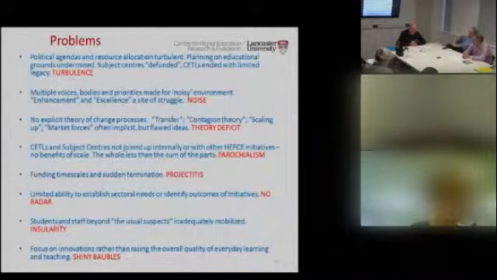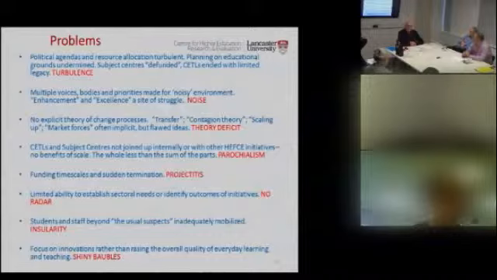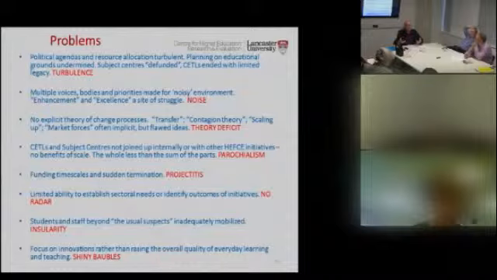Limited ability to establish sectoral needs or identify outcomes of initiatives. Outcomes is an important word, not outputs. Plenty of identification of outputs, numbers of workshops, numbers of publications, etc. But the outcomes, the changes, the actual difference, not well established. And sectoral needs. Well, needs is a tricky one. You know, who identifies needs to some extent are in the eye of the beholder, but there are also real needs. So I think you can distinguish between, in a sense, ideologically defined needs and actual needs.